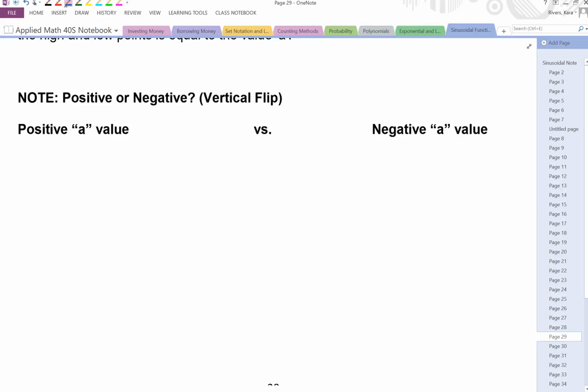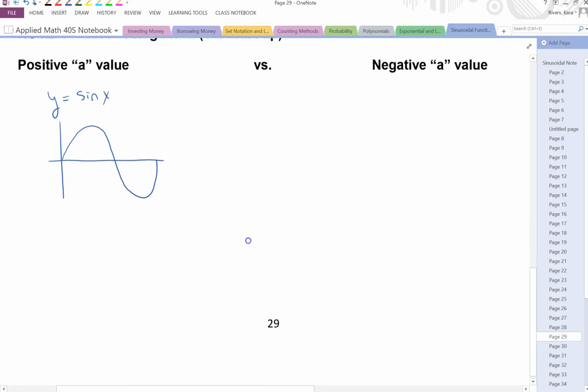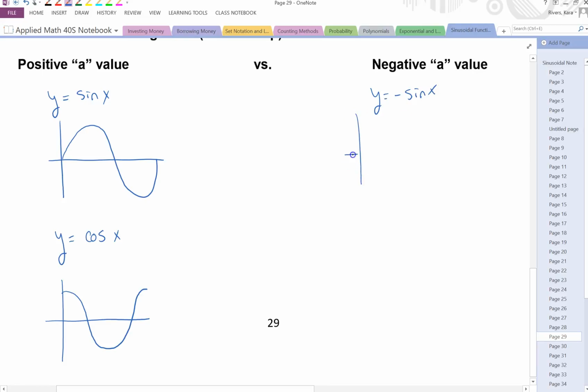So if you have a positive a value for y equals sine of x, you'll get your regular sine function that should look like that, right? And if your a value is positive for cos of x, you'll get your regular cos function that would look like this. But if your a value is negative, that's going to flip over. So instead of going up first, it's going to go down first. You'll have a minimum first and then a maximum.